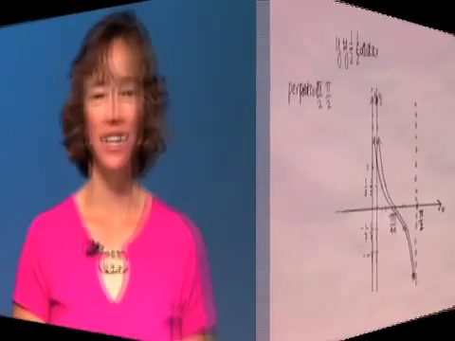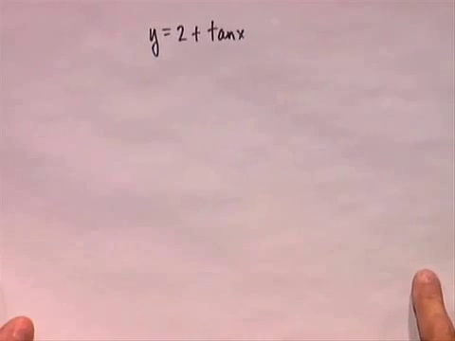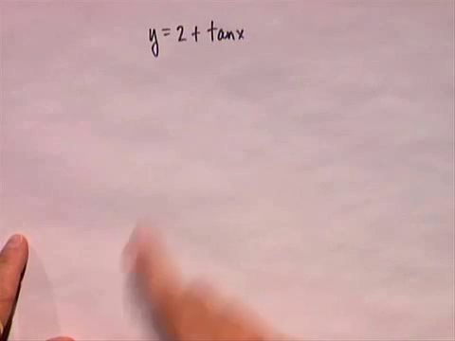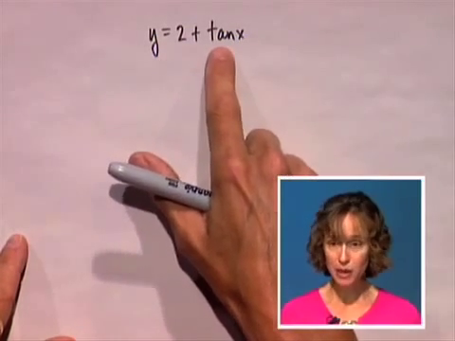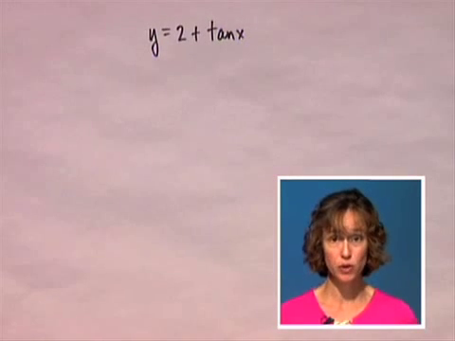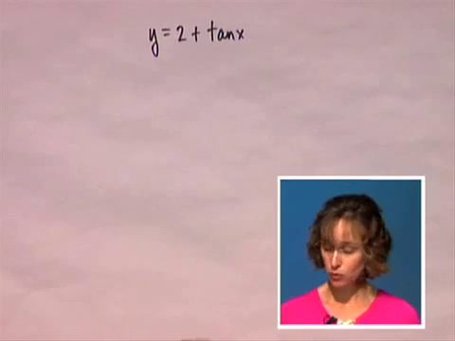Let's graph a tangent function. We want to graph y equals 2 plus tan x. Remember that the tangent has period pi if the coefficient of x is 1, and so the period of this tangent will be pi. When I have 2 plus the tangent, I need to shift that inflection point for the tangent, that horizontal axis, to 2.